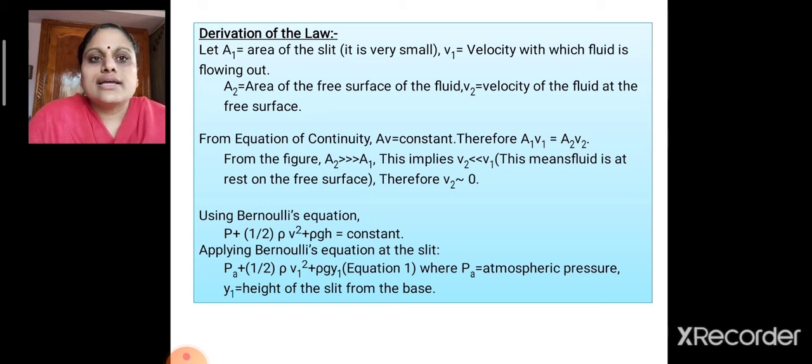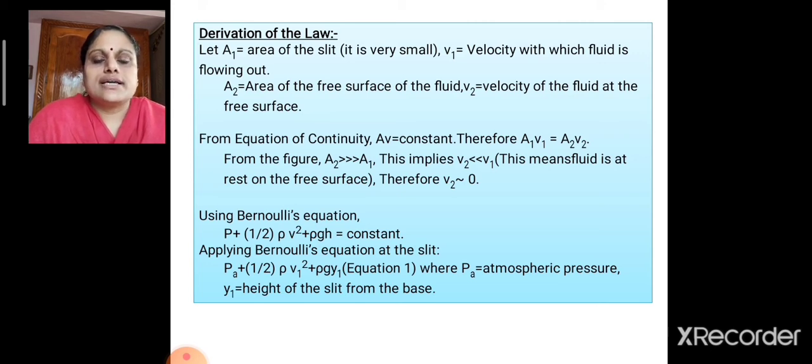We are aware that A2 is very much greater compared to A1. This implies that V2 is very much lesser compared to V1. Therefore, V2 can be approximated to be 0. That is, at the free surface, water is not flowing. Therefore, its velocity can be assumed to be 0.